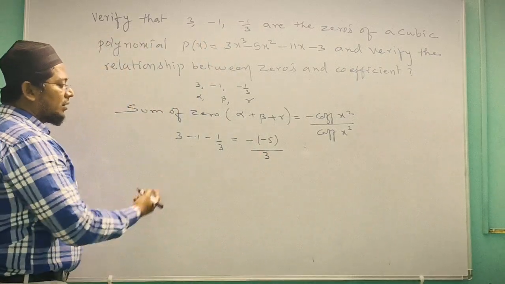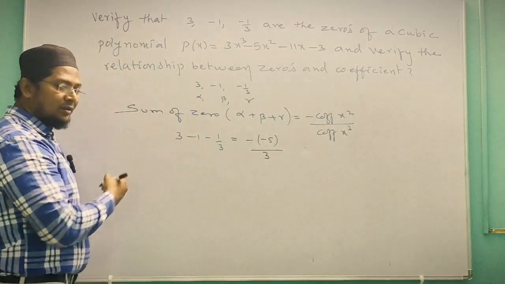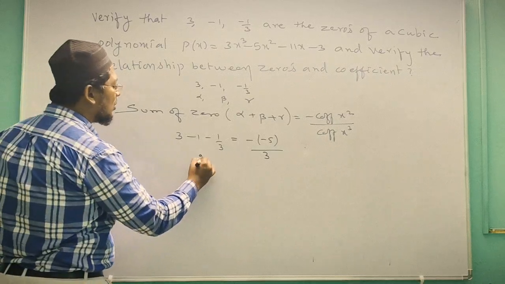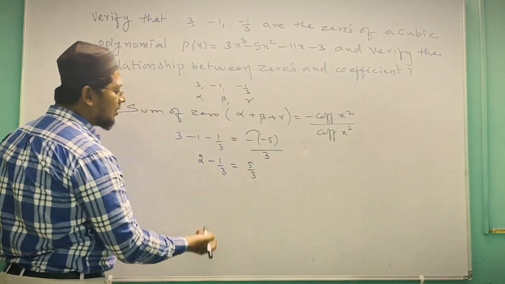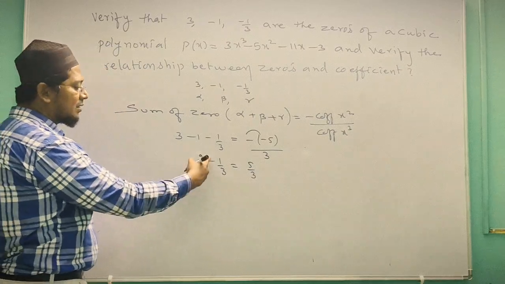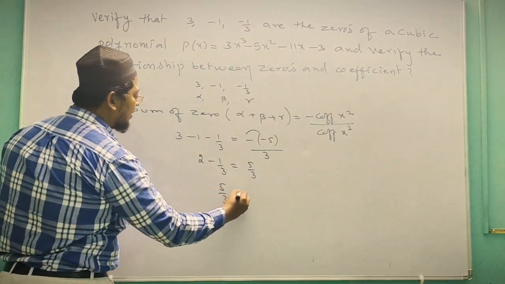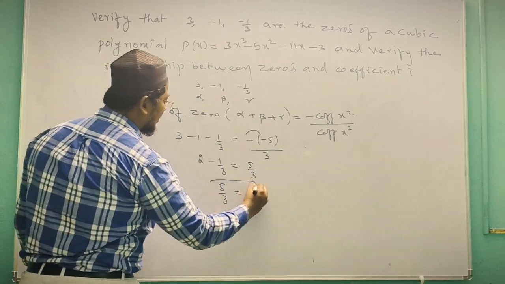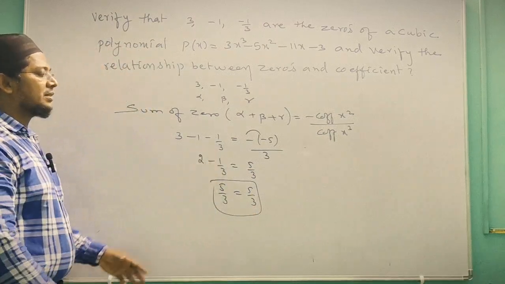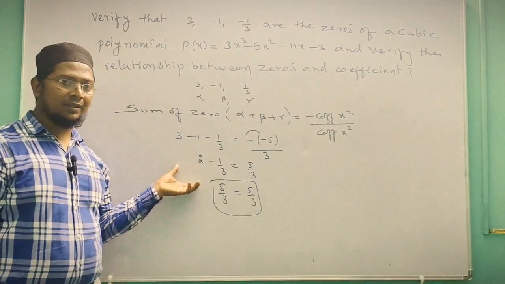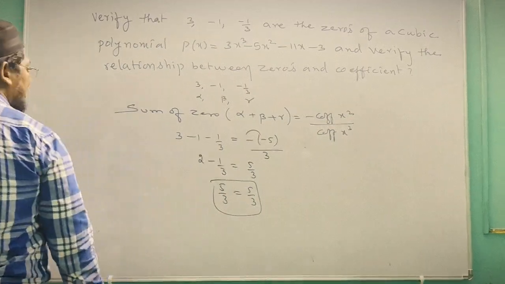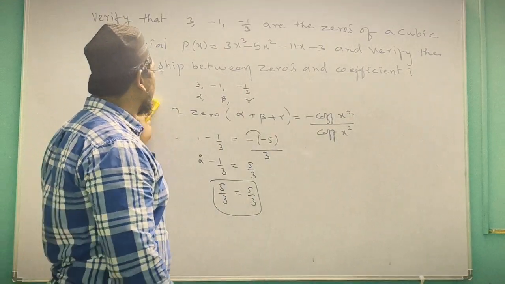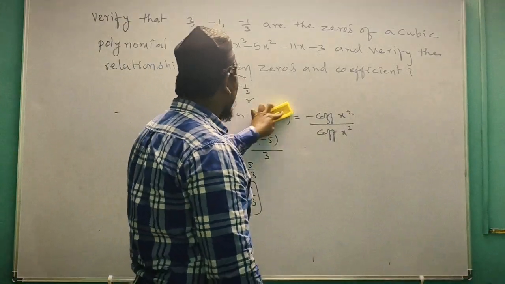So what we do, students? 3 minus 1, yes, 2. 2 minus 1 by 3, minus minus plus, 5 by 3. This is multiply 3 to the 6. 6 minus 1 is 5 by 3 is equal to 5 by 3. This is the first one. First relationship verified. Similarly, we have to check the second one also. Sum of zeros completed. Next, product of sum.